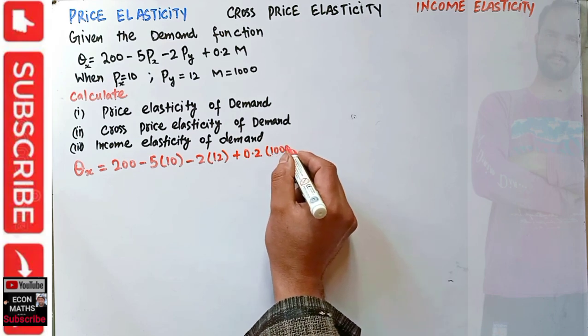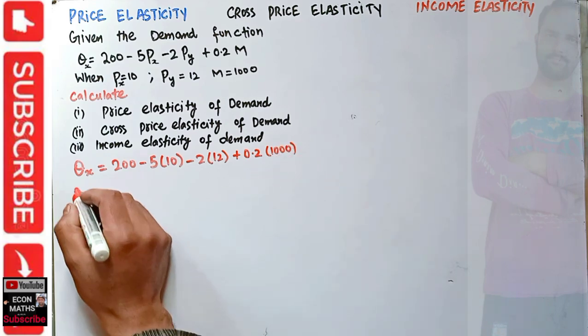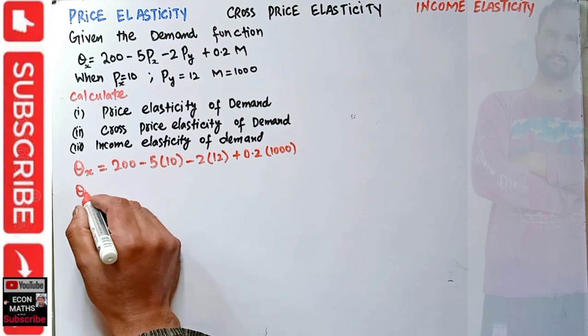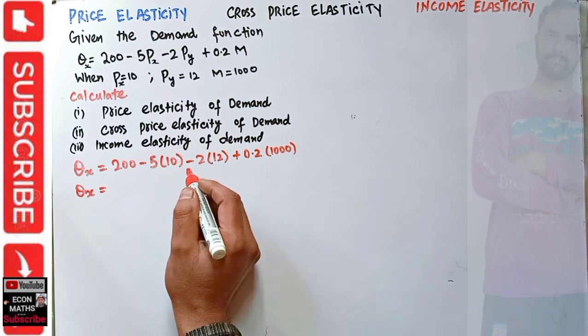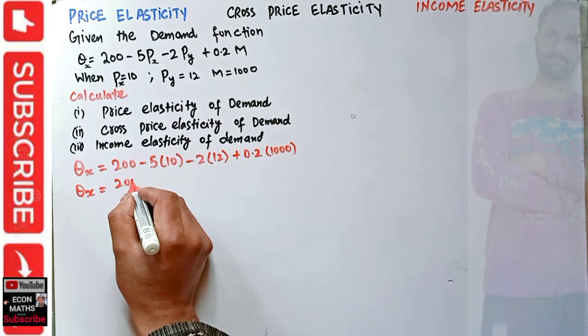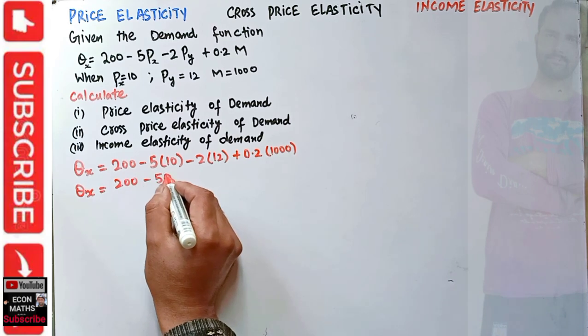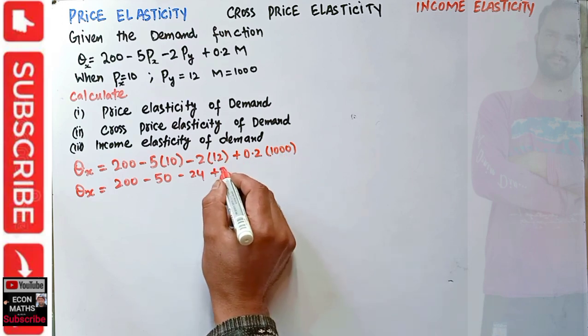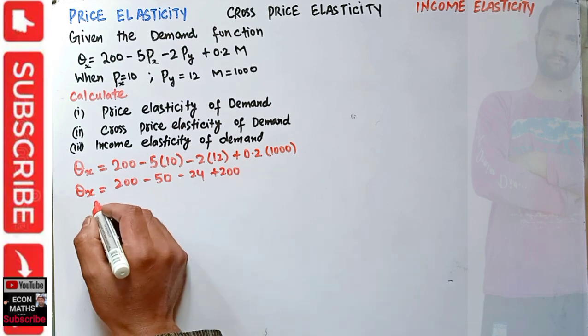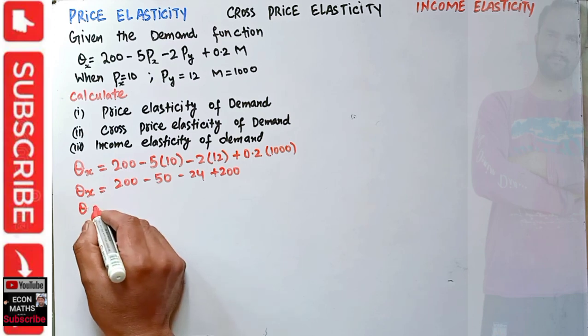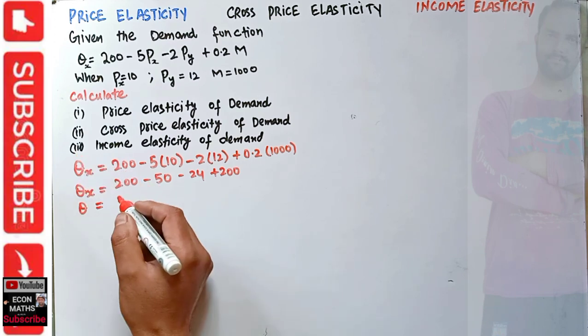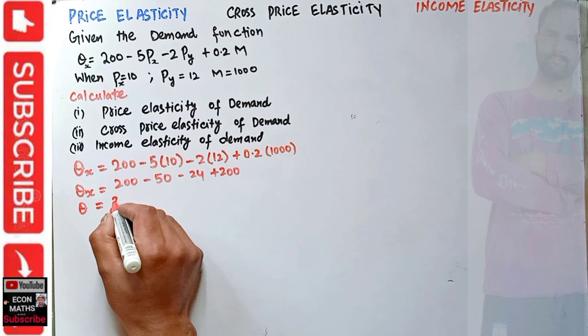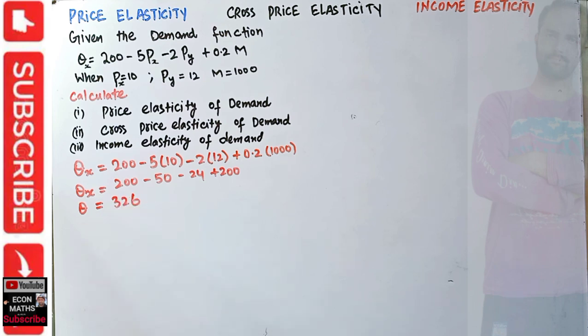We will see the quantity demanded first. Quantity demanded is equal to 200 minus 50 minus 24 plus 0.2 of 1000, which is 200, and it will come out to be q equal to 326. So quantity demanded is 326 given the values of the variables.